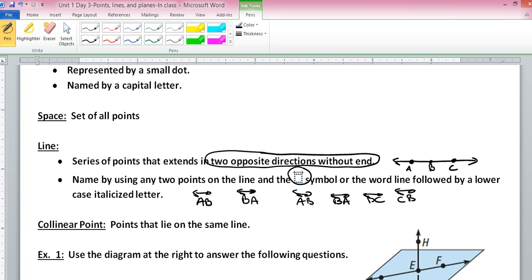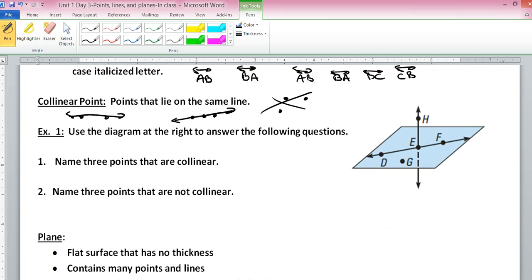Now, all the points that lie on the same line are called collinear points. When you look at 2 points, we could always draw a straight line through them. So 2 points are always going to be collinear. But in order for 3 or more points to be collinear, they all have to lie on the same line. So these 3 points would be collinear because they all lie on the same line. Now, if I look at these 3 points, can you draw a straight line through them? No. Those would not be collinear. So collinear points are points that lie on the same line.